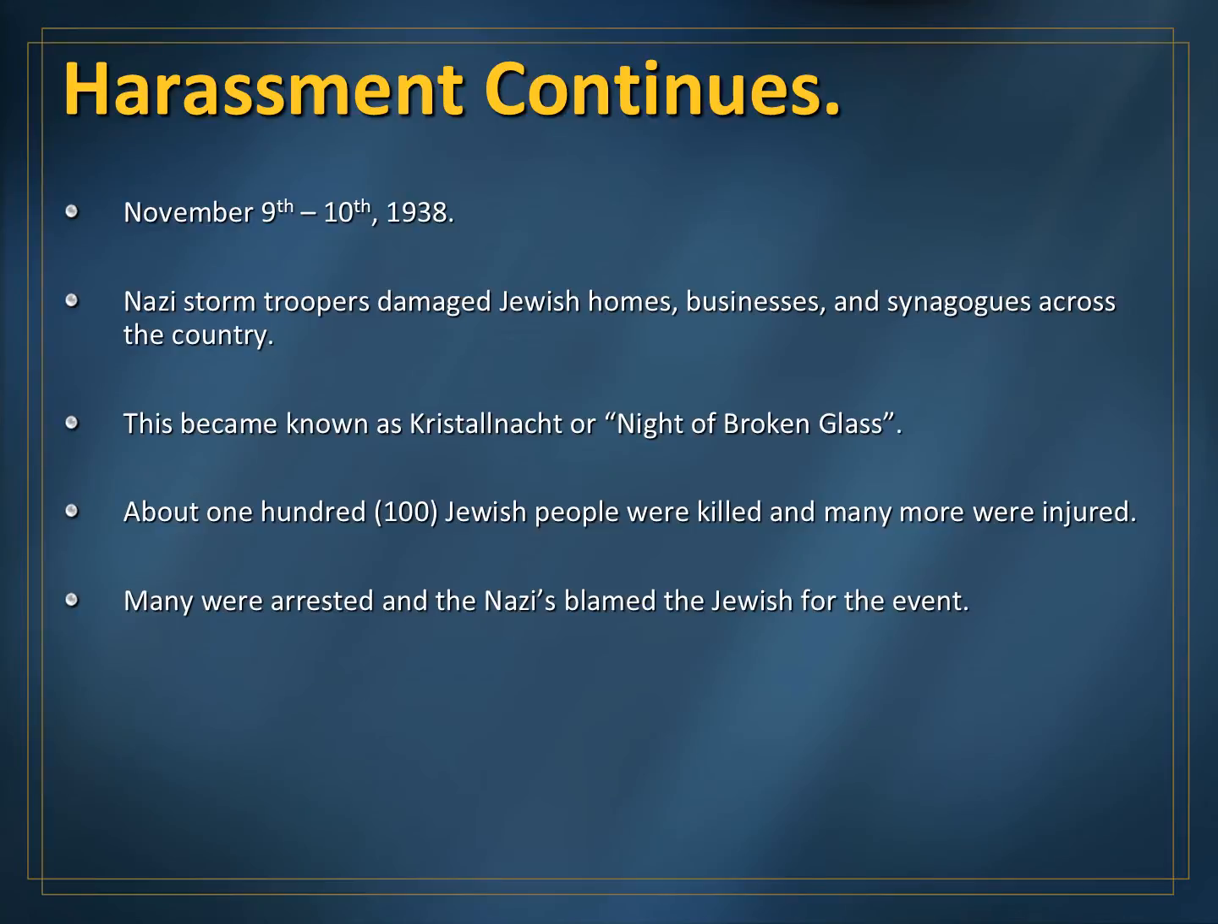November 9th to the 10th in 1938, Nazi stormtroopers damaged Jewish homes, businesses, and synagogues across the country, and this becomes known as Kristallnacht, or the Night of Broken Glass. Also, about 100 Jewish people were killed, and many more were injured, and of course, many were arrested. And the Nazis blamed the Jewish for the event, saying that they were the ones responsible for it, and that the Nazis really had nothing to do with it, and this was just a ploy by the Jewish to make the Nazis look bad. So again, building that support for this harassment and hatred of those of the Jewish faith.